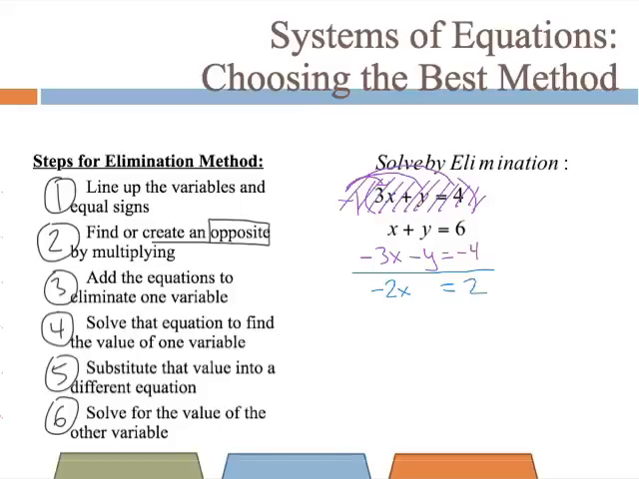And step 4 is pretty simple. Let's divide both sides by -2 and get one of our variables. X equals -1.